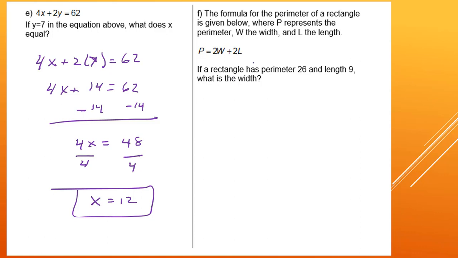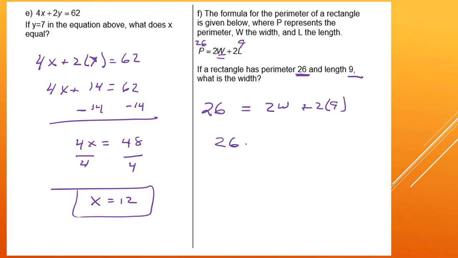All right, last one. We've seen this formula a lot recently. So this is the formula for the perimeter of a rectangle. Perimeter equals 2 times the width plus 2 times the length. Okay, so if a rectangle has perimeter 26, that's P, and length 9, that's L, we want to find W. So let's put in the values they gave us. P is 26. They didn't tell us W, so we're going to leave the W in there, plus 2 times 9, because that's the length.